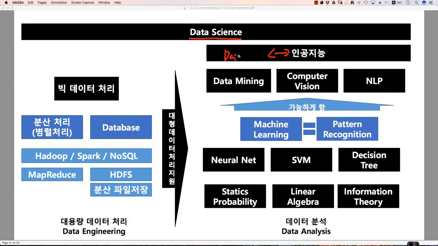As an expression contrasting with artificial intelligence, I consider artificial intelligence to be, in a somewhat narrow sense, making computers act like humans. Some people think that is what artificial intelligence is. Even if we don't necessarily make computers act like humans, we can still call the decision-making process done by computers artificial intelligence. This is my opinion.